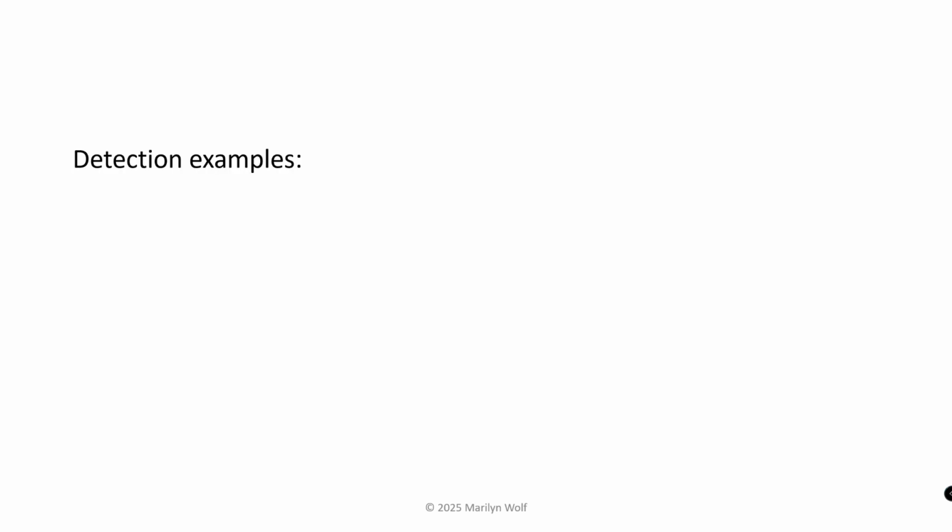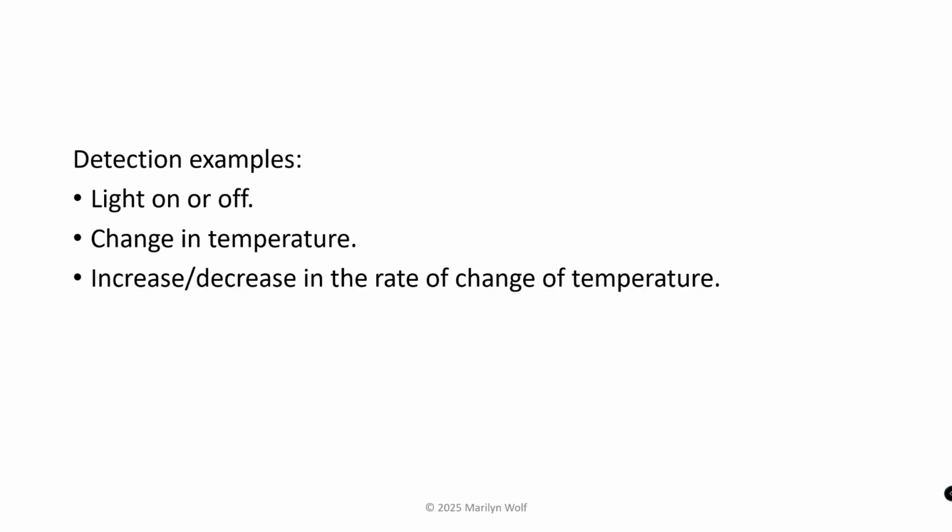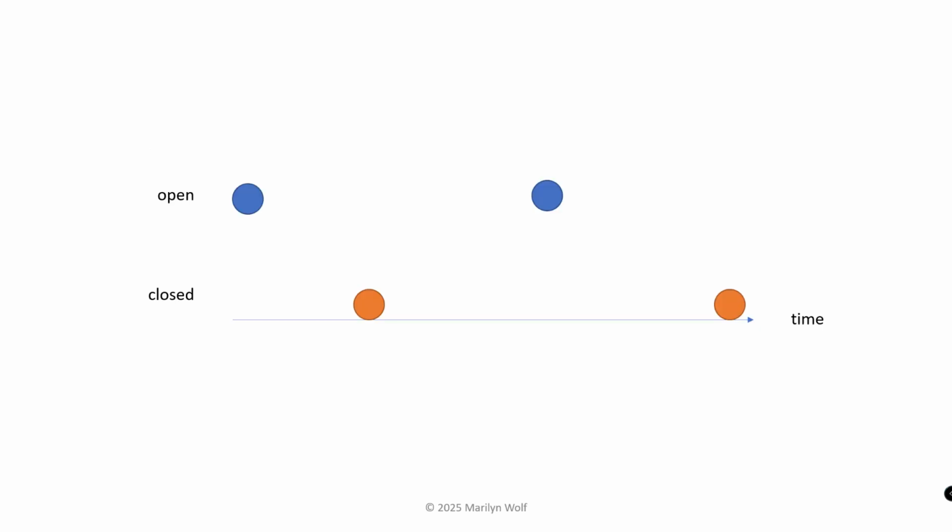A detector can identify significant changes in several different ways. A light going on or off, temperature going above or below a threshold, a sudden increase or decrease in the rate of change of temperature.